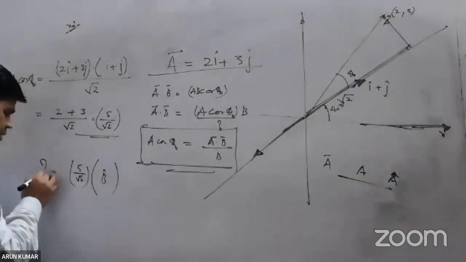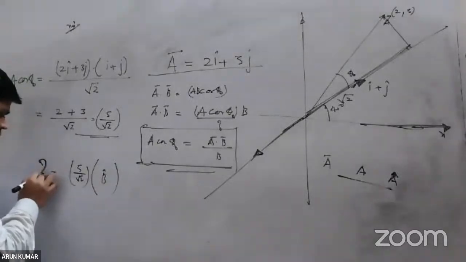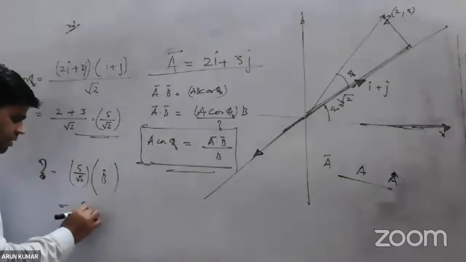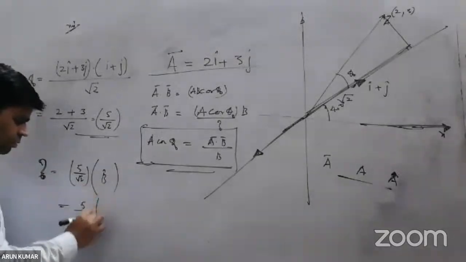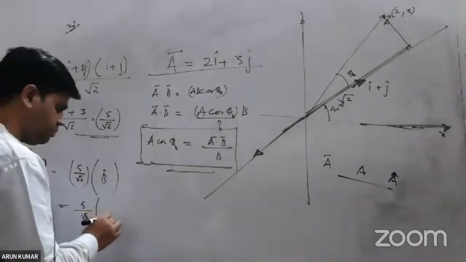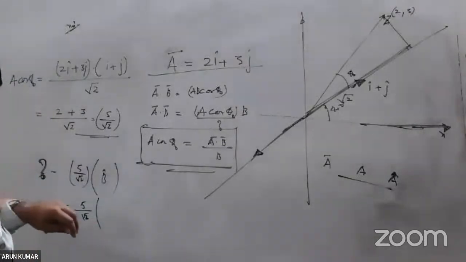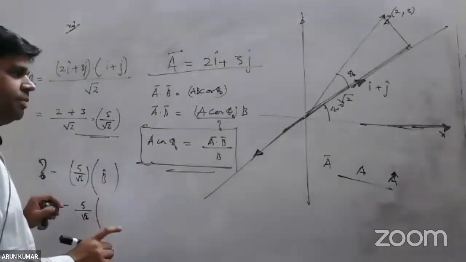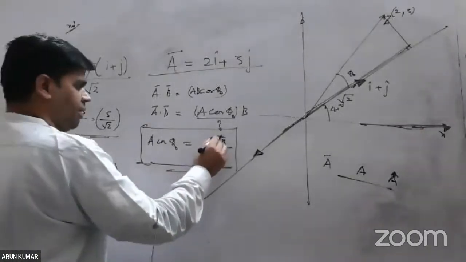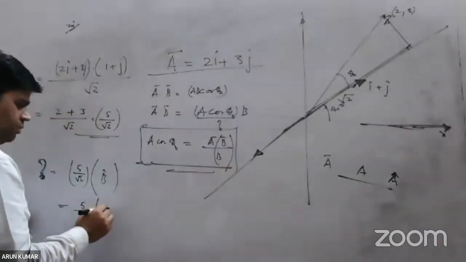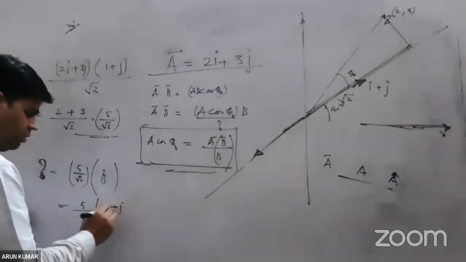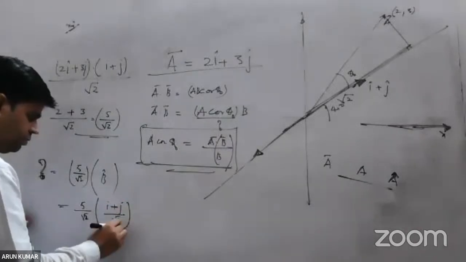So the required vector would be 5 by root 2 times B cap. What is B cap here? Root 2, sir? No, B cap, not mod B. I'm talking about B cap. B cap would be B bar by mod B. So B bar is i plus j, by root 2.